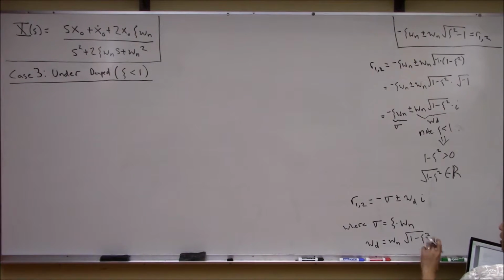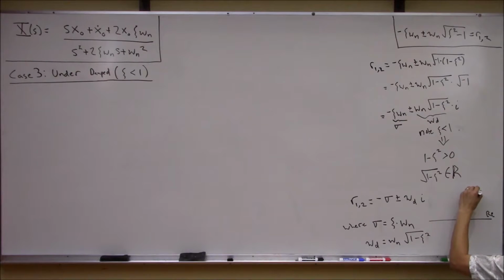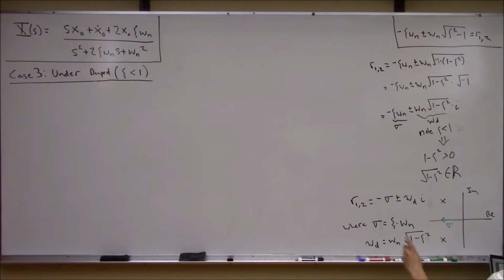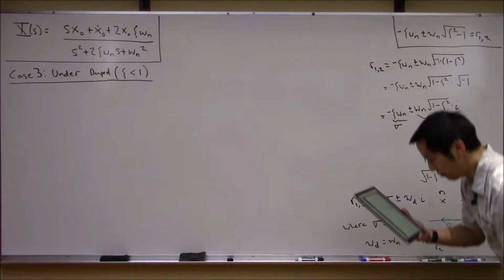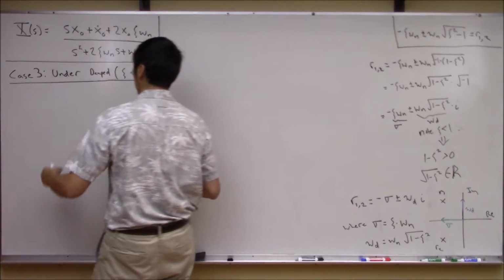Okay, so now that we understand what the roots look like, we could even plot this on the real-imaginary axis. There are going to be 2 roots. They have a real component, which is this sigma term, and an imaginary component, omega d. So here's root 1, here's root 2. That's what this is going to look like.